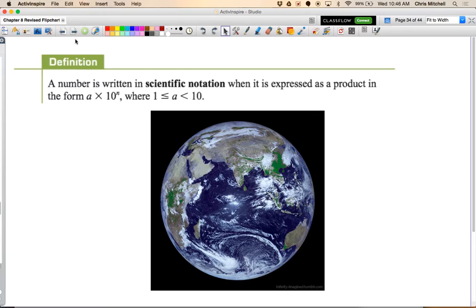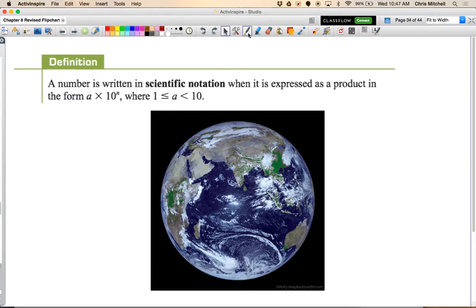I want you to put this information inside of your foldable. So you're going to copy the definition of scientific notation. A number is written in scientific notation when it is expressed as a product in the form of a times 10 to the n, where 1 is less than or equal to a, and a has to be less than 10.